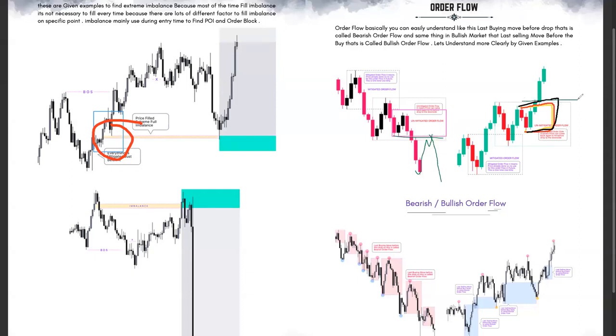And this one is also unmitigated. Right, because price did not test this pullback. Okay. Yes, this is an imbalance, a minor imbalance between this candle low and this candle high. Same thing is here.